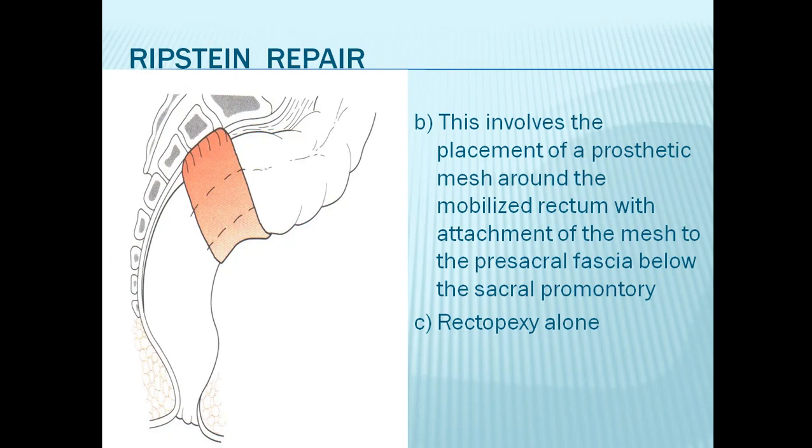Whereas in Ripstein's repair, you place a prosthetic mesh around the mobilized rectum, where it is attached to the presacral fascia below the sacral promontory. So a mesh is kept around the rectum which has been mobilized and is fixed to the presacral fascia below the sacral promontory. Or sometimes a rectopexy alone is done.